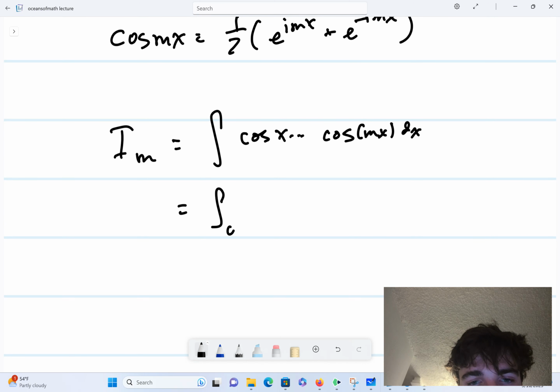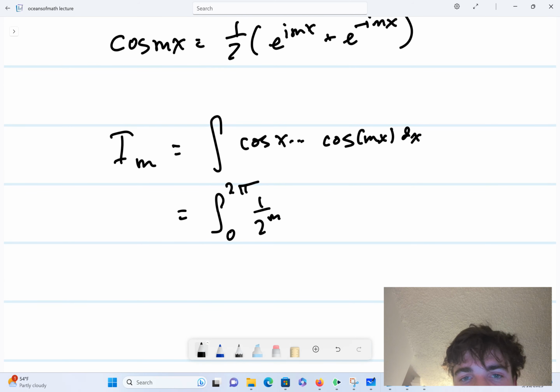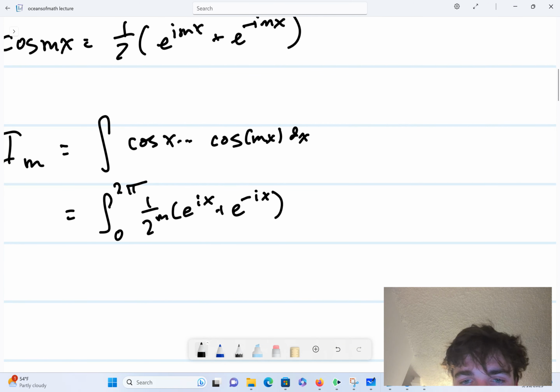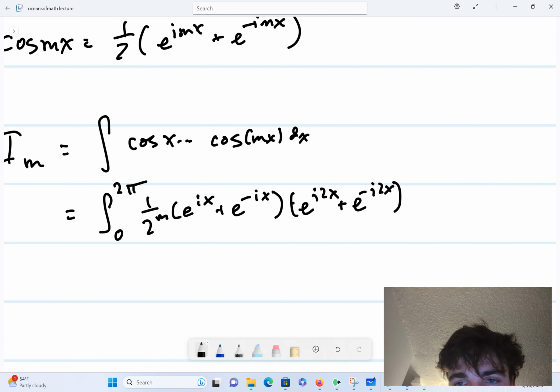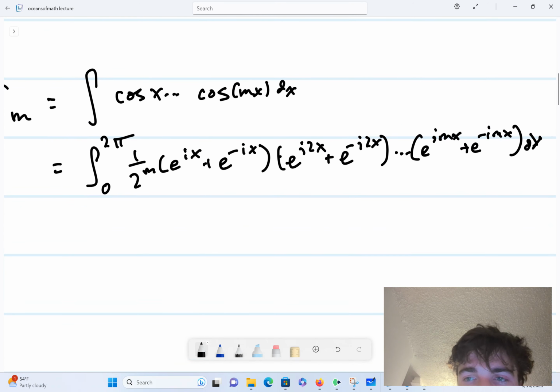Let's rewrite this in terms of complex exponentials. So I have the integral from 0 to 2 pi of 1 over 2 to the m. I'll just pull out all the factors of 1/2 immediately. And then e to the ix plus e to the negative ix, times e to the i2x plus e to the negative i2x, all the way to e to the imx plus e to the negative imx dx. Okay? And now we have an interesting integral.